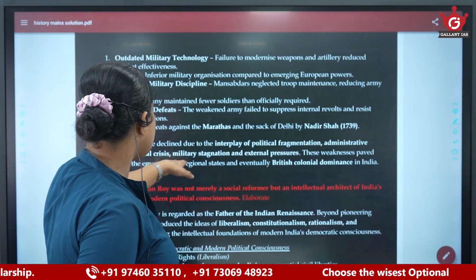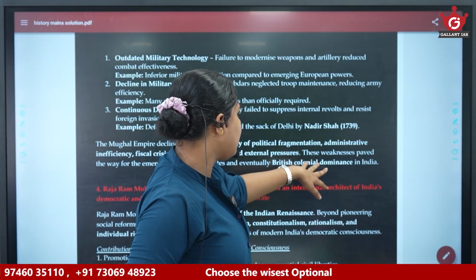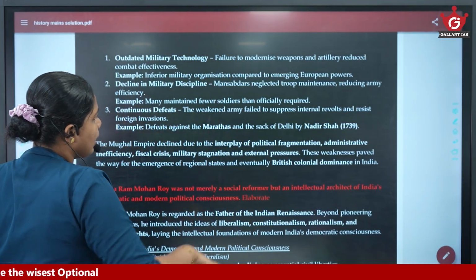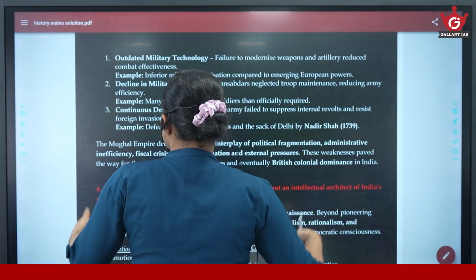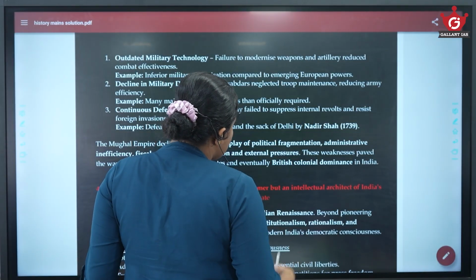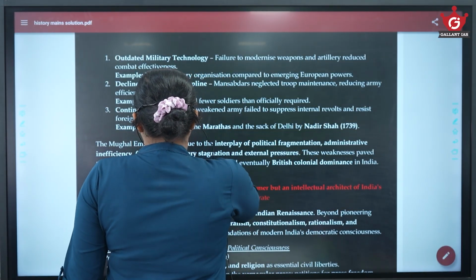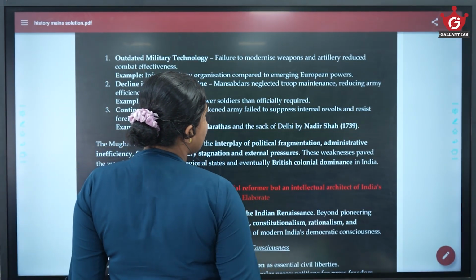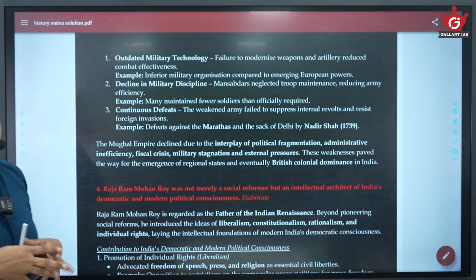The Mughal Empire declined due to the interplay of political fragmentation, administrative inefficiency, fiscal crisis, military stagnation, external pressure, etc. Whatever was asked in the question, we are linking those points to a conclusion. These weakened the empire and paved the way for the emergence of regional states and eventually British colonial dominance in India, which lasted for years and years.